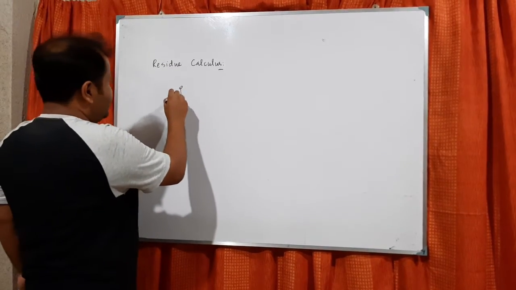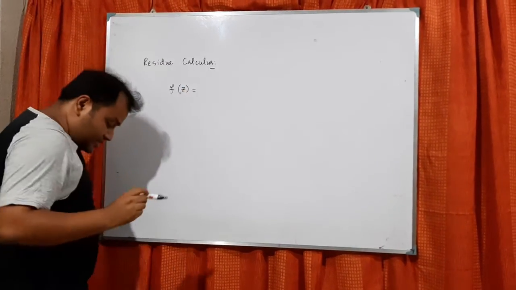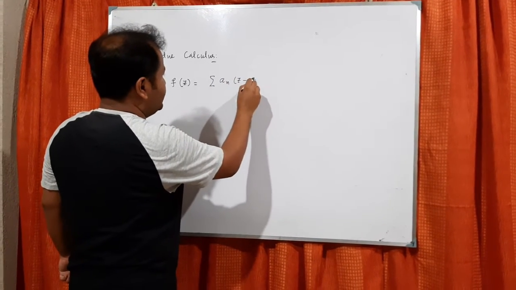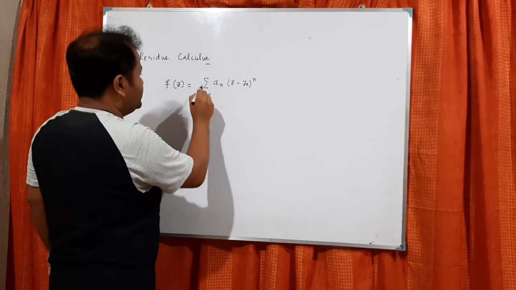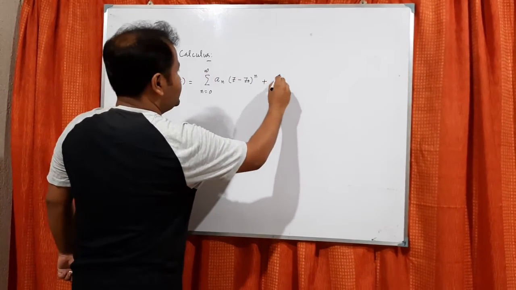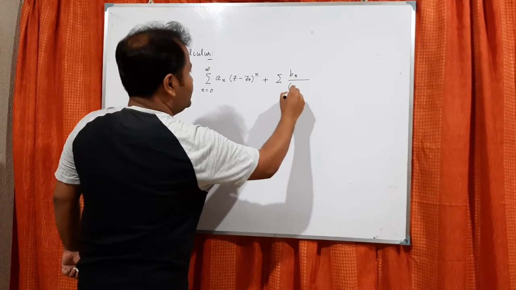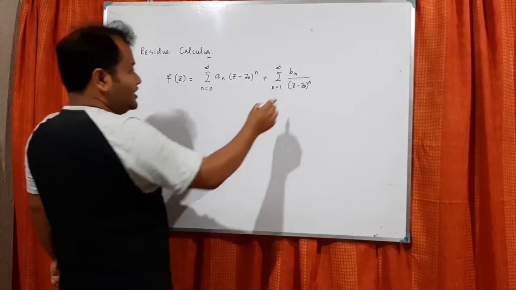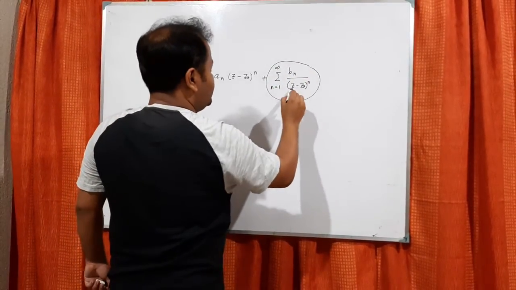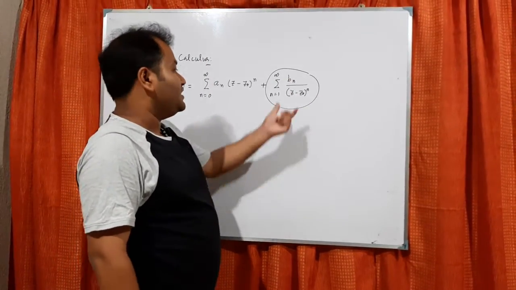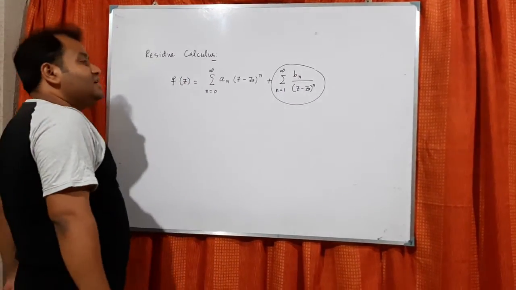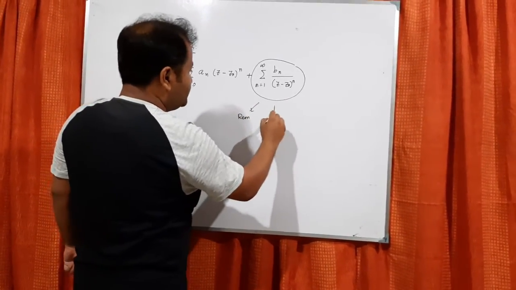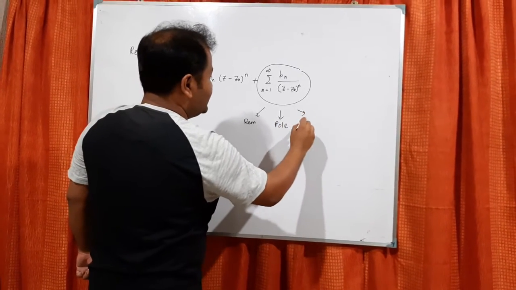So what is a Laurent series? It is something like this: summation a_n (z minus z naught) power n, n equals 0 to infinity, plus summation b_n by (z minus z naught) power n, n equals 1 to infinity. The part where the power of z minus z naught is negative is called the principal part, and based on this we get the singularity. One is removable, one is pole, one is essential.